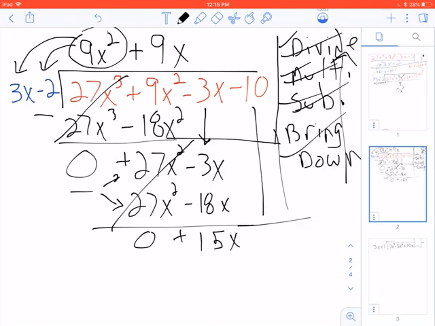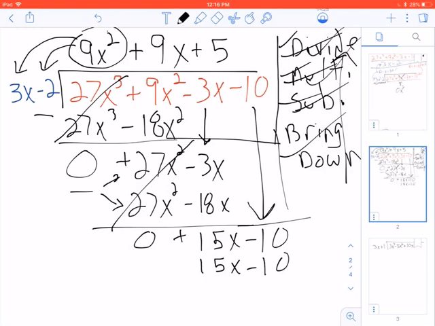And the last thing for me to do is to bring down this last term, negative 10. And now I'm going to go through this process one more time. Okay? 15x divided by 3x should give me positive 5, right? So now I've done my third step of dividing. I'm going to multiply back through, so 5 times 3x is 15x, and 5 times negative 2 is negative 10.